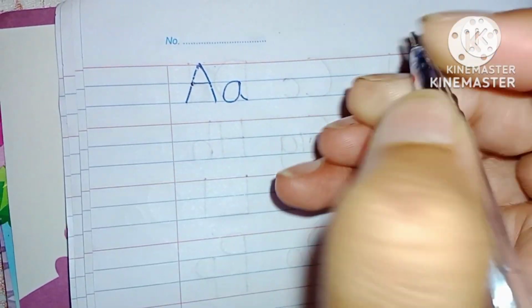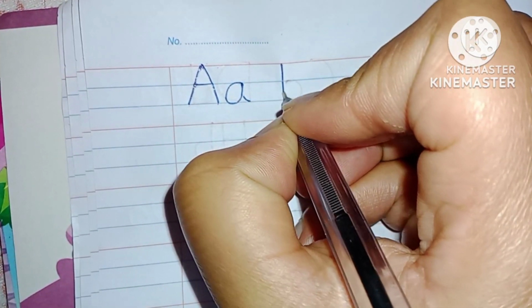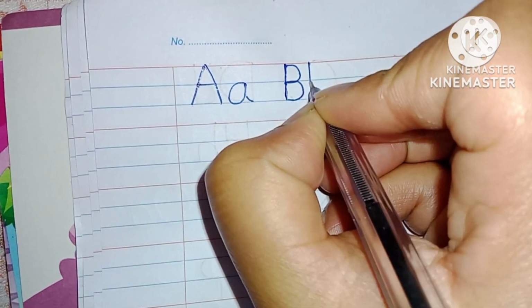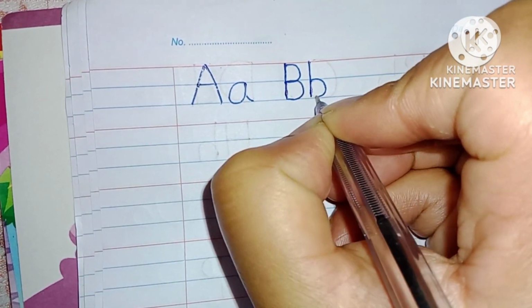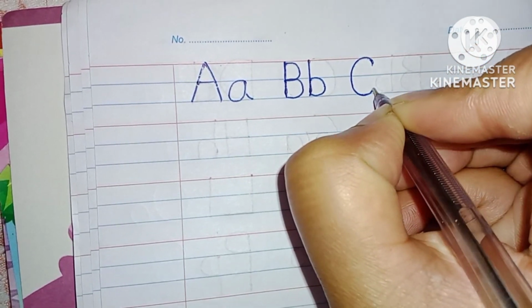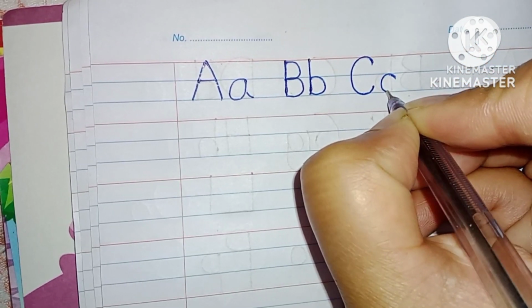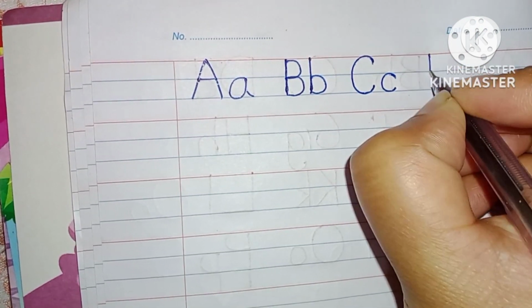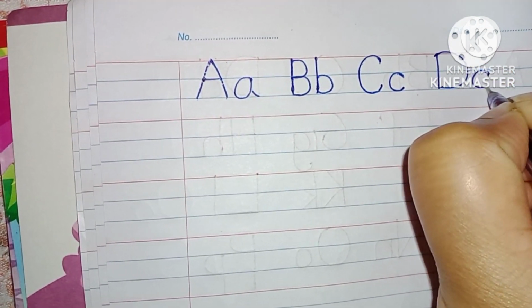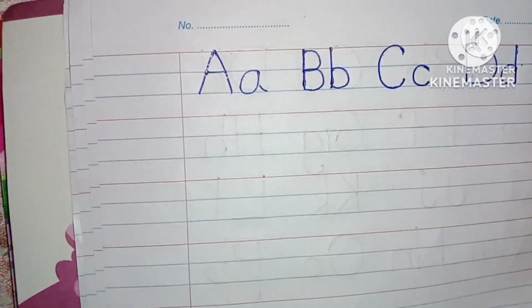Capital A, simple A. Capital B, simple B. Capital C, simple C. Capital D, simple D.